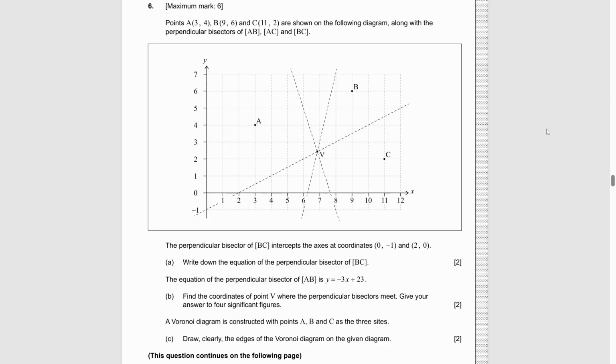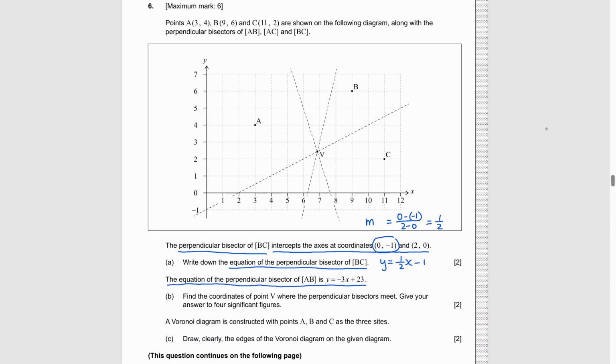Question 6. We have a diagram with points A, B, and C. The perpendicular bisector of BC intercepts the axes at (0, -1) and at (2, 0). For part A, we want to find the equation of this line. To do that, we calculate the slope using these 2 points, and since we already know the y-intercept, we can write down the equation directly.